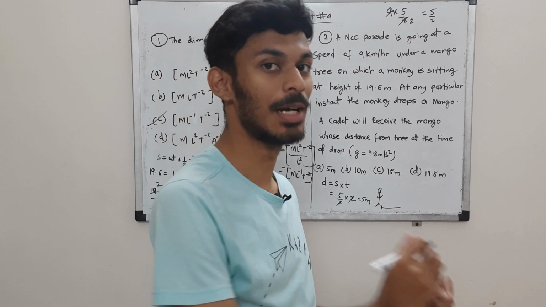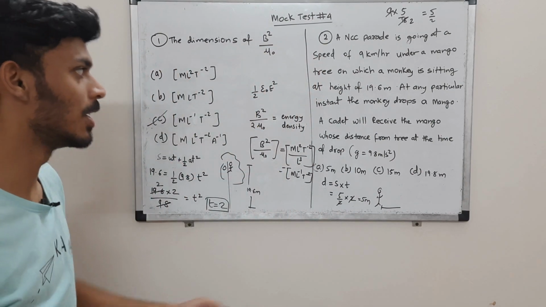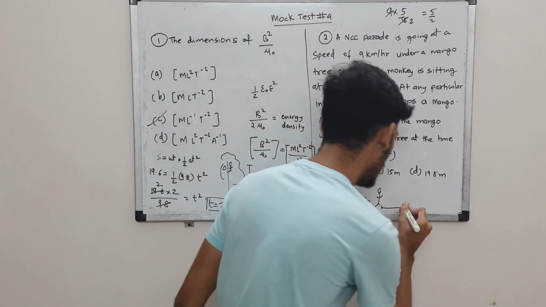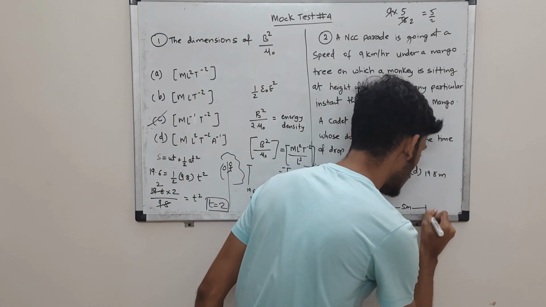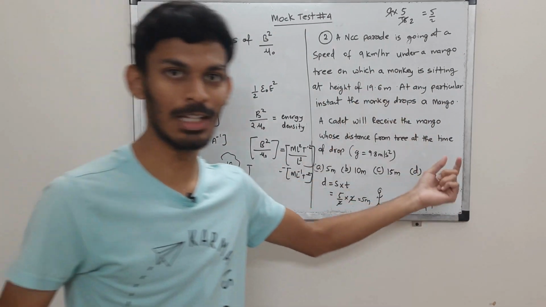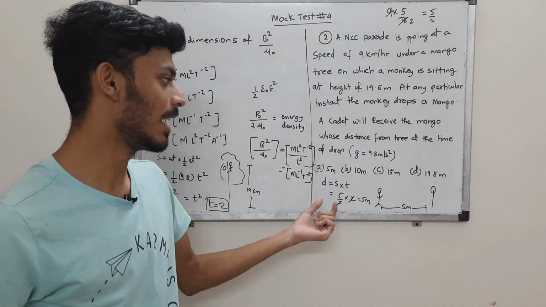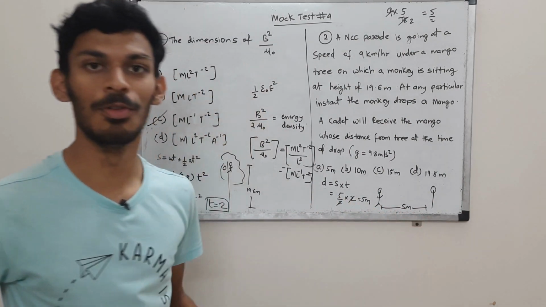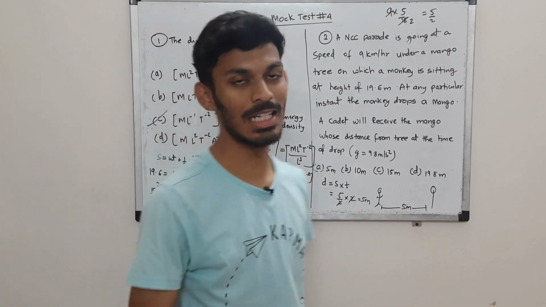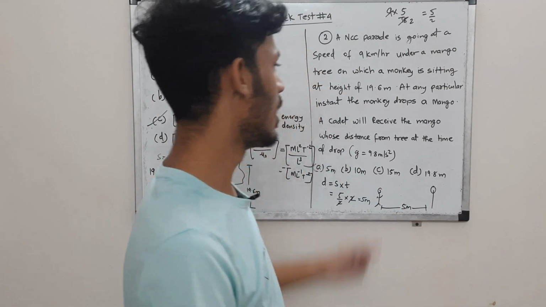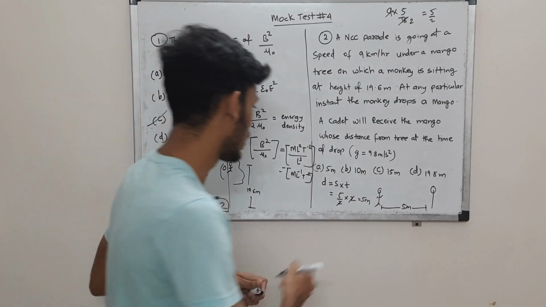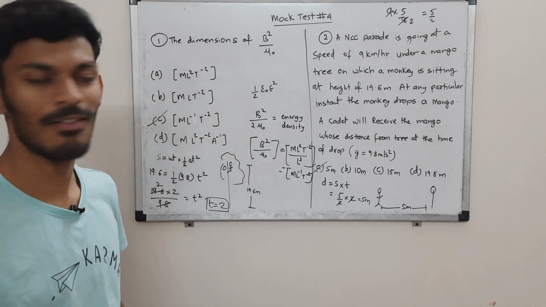So the distance that the parade has moved is 5 meters. In order to receive the mango, the cadet, now just reverse engineer it, should be at a distance of 5 meters from the tree at the time of release. Because the mango takes 2 seconds to fall, and the particular cadet can move a distance of 5 meters in 2 seconds. So the cadet was initially at a distance of 5 meters in order to receive that mango. Just reverse engineer. So our correct answer over here is option A, 5 meters.